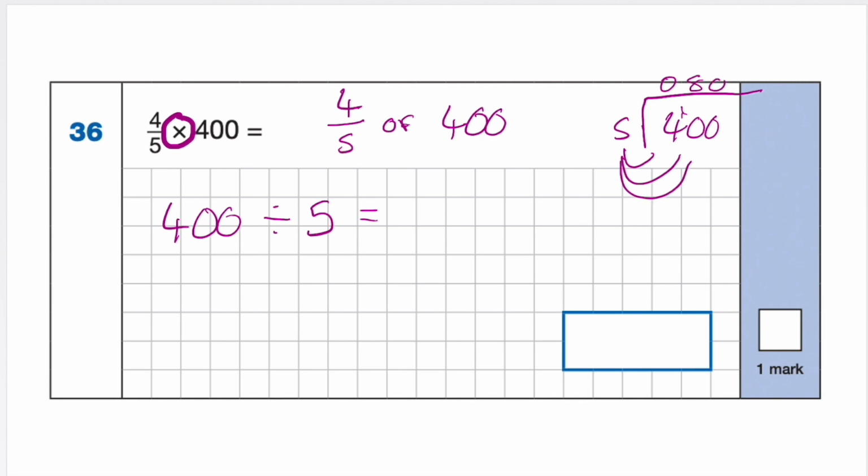4s into 0, go 0. So my answer is 80. But it wasn't just looking for 1/5, I want 4/5. So 80 times 4 equals 320. There is another way we could work this out.